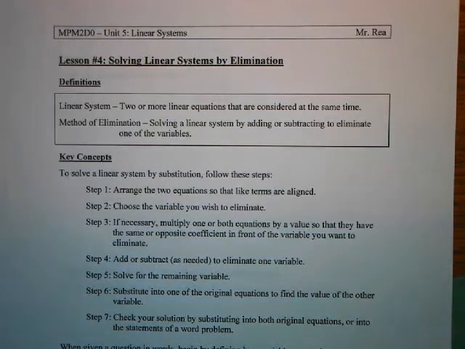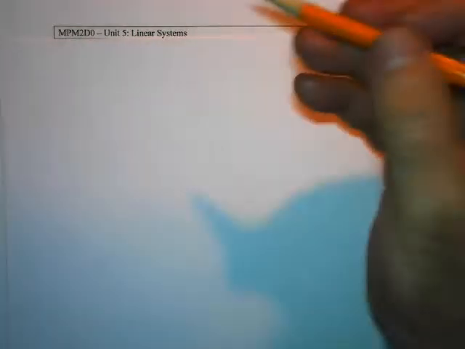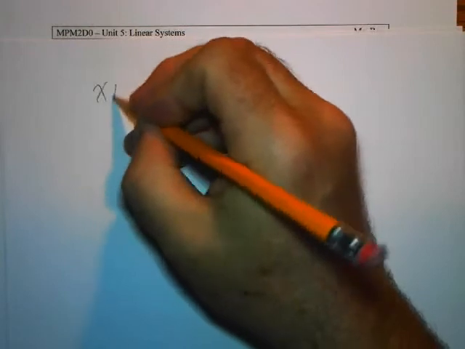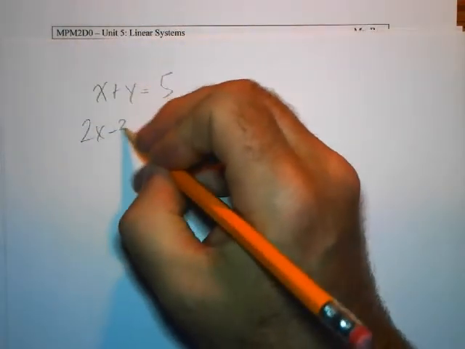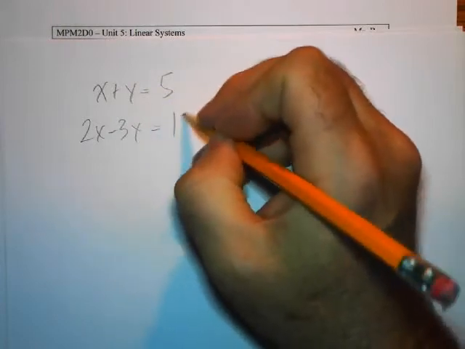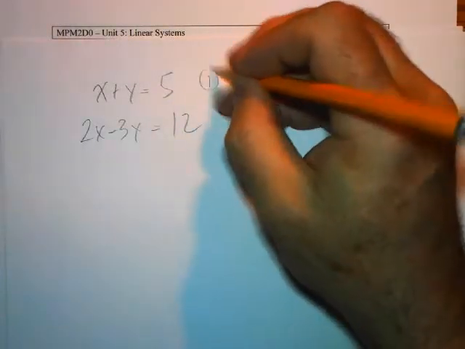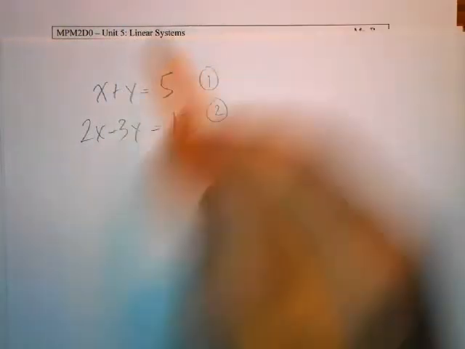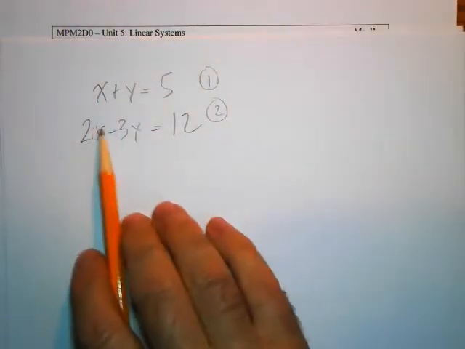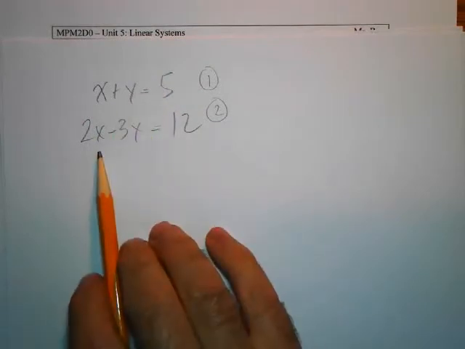So if you remember, a linear system is basically 2 equations with 2 variables. Okay, so it could be as simple as x plus 1 equals 5 and say 2x minus 3y equals 12. I just made that up. So there's a linear system. Now, what does it mean to solve a linear system? It means find the values of x and y that make both of these true.